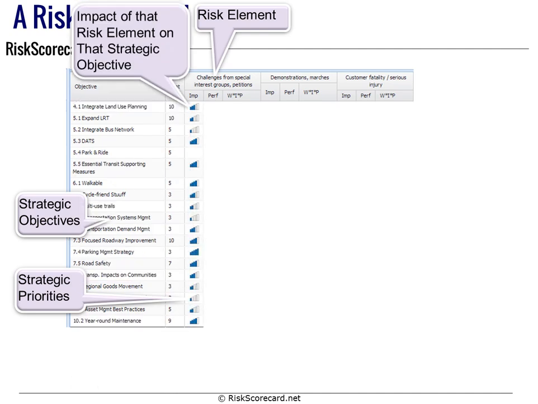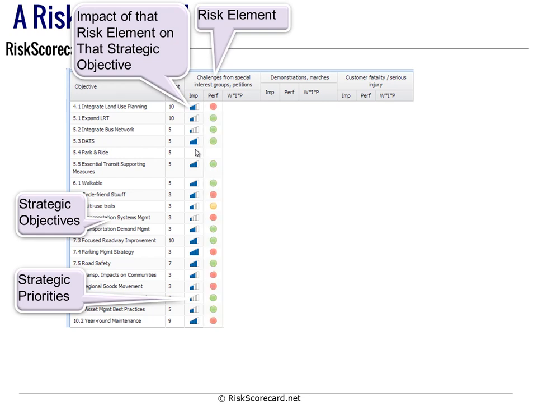First, what is the impact of that risk element against that strategic objective? So we're being very specific about the impact. As opposed to the traditional heat diagram where we just take a look at the overall impact of that risk against the overall strategy, we can begin to drill into each objective, because obviously a high impact on a highly weighted objective is a bigger concern to us than a high impact on a less weighted objective. So this way we can begin to understand exactly what element of risk we should be paying attention to.